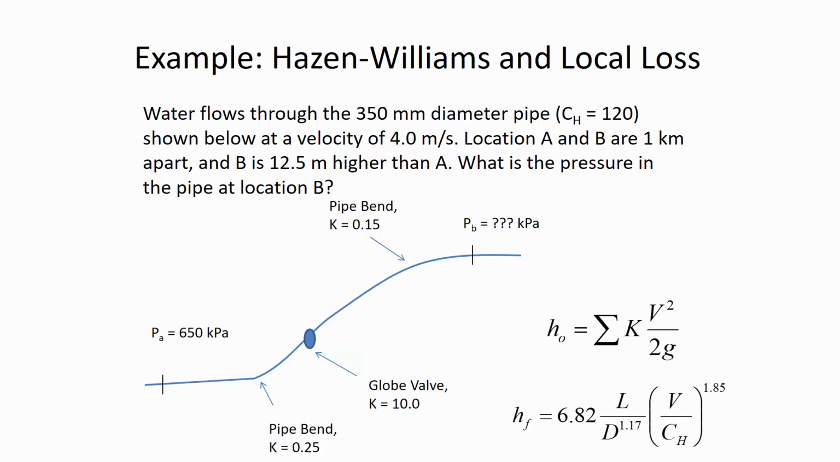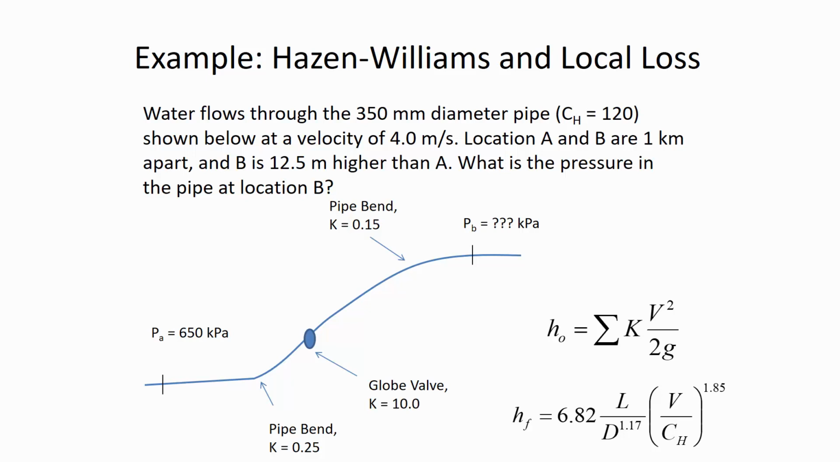Okay, so we've got a single bend where we've got a K value of 0.25, a globe valve that even when it's open has a K value of 10, and then another bend where the K value is 0.15.